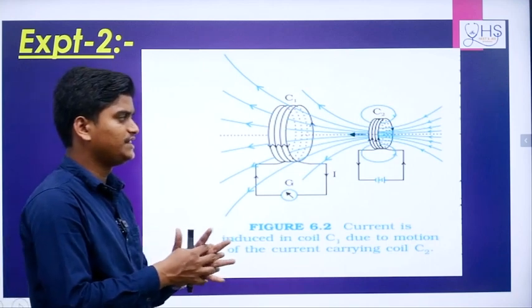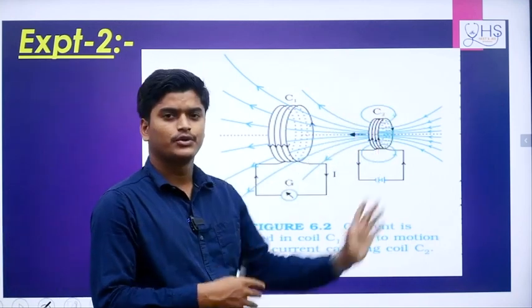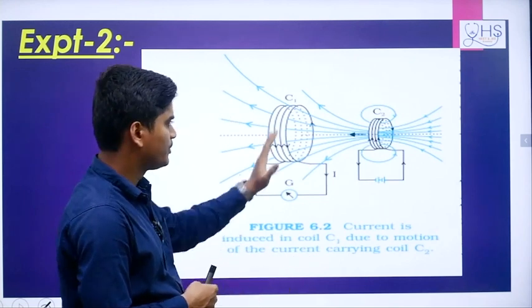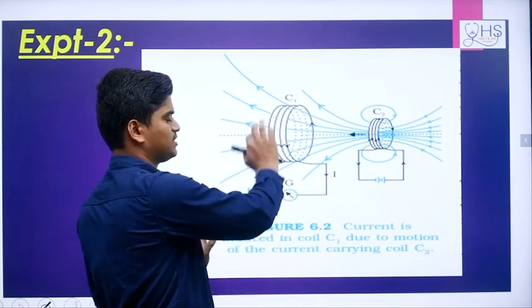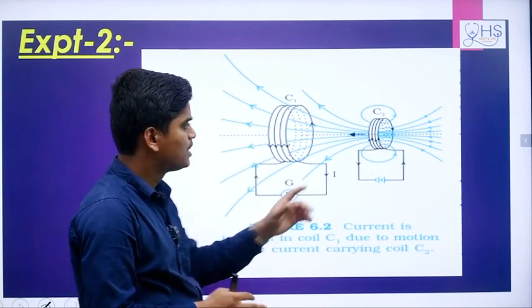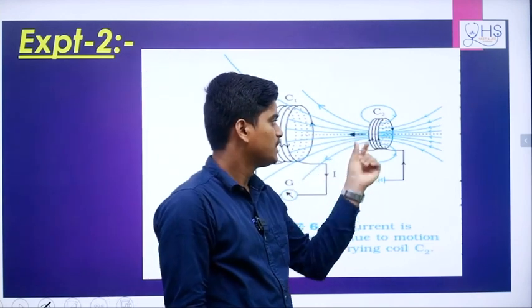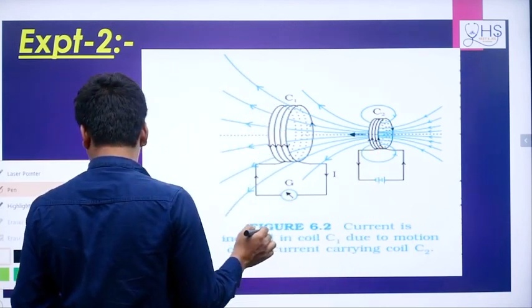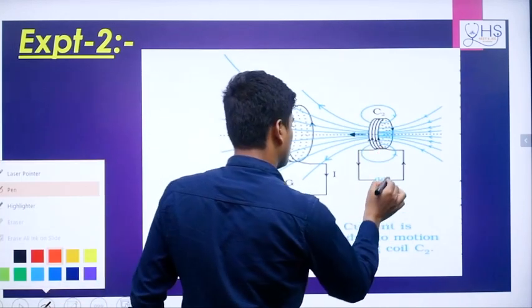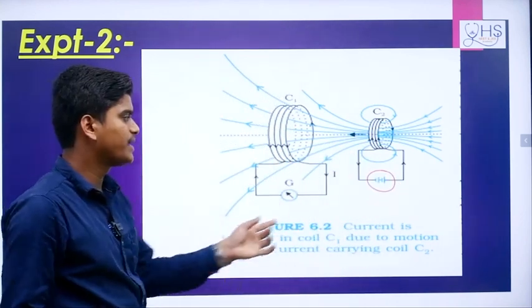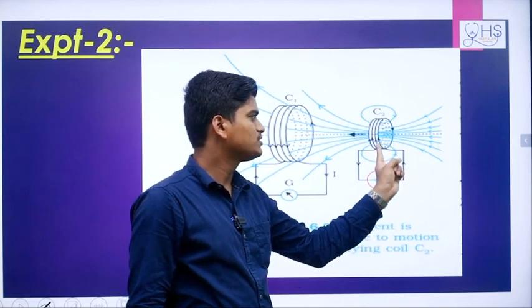In a similar way, instead of a bar magnet, you take a coil. The previous coil, this coil C1, was as it is. One galvanometer is connected to C1. Now take a C2 coil. Here one battery is applied, or potential is applied. Due to that, some current is going, so due to that current is going.